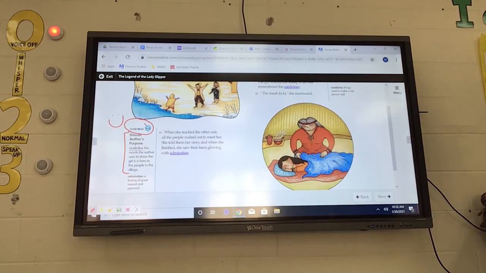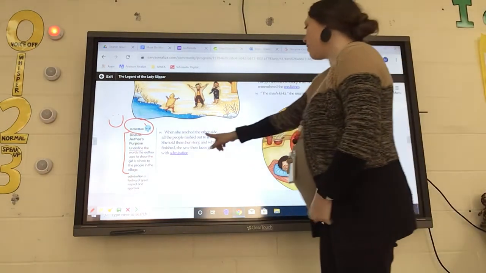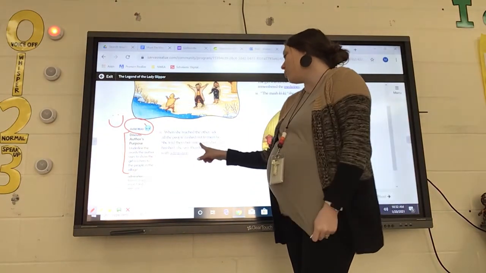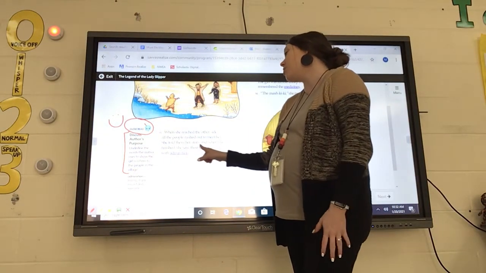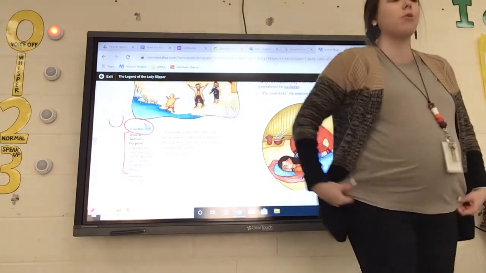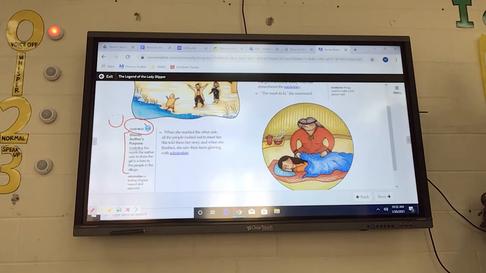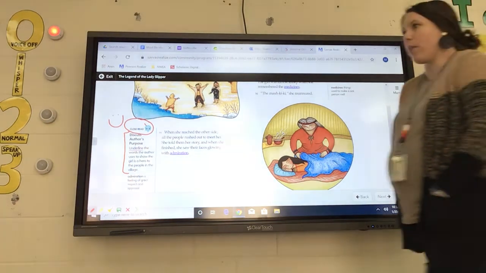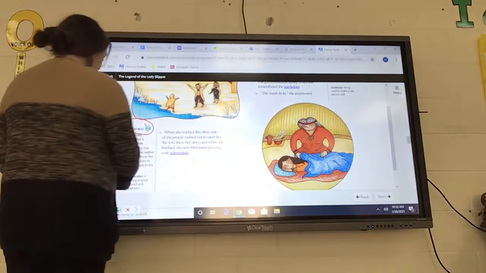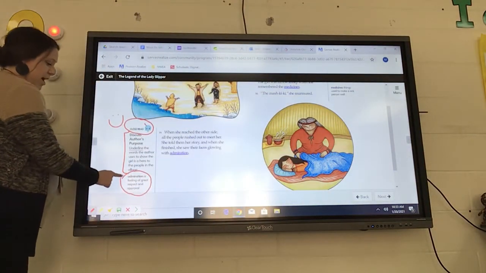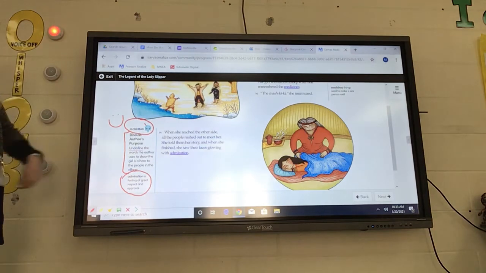When she reached the other side, all of the people rushed out to meet her. She told them her story, and when she finished, she saw their faces glowing with admiration. Raise your hand if you heard one of our vocabulary words. What vocabulary word did you hear? Yes, ma'am. Admiration. And if you don't know what that word means, guess what you can do? Look right here in your story. It says admiration, a feeling of great respect and approval.